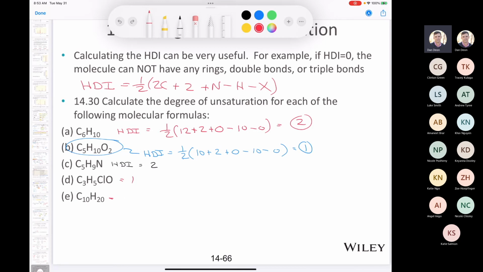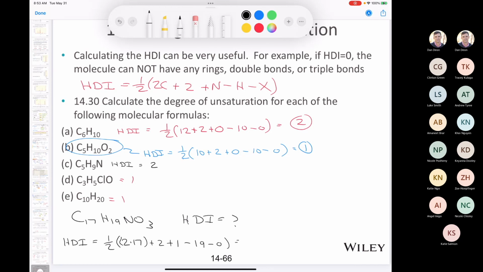Now, you can even do this for a gigantic molecule. I mean, something that's really huge. Let's say you had C17H19NO3. What would the HDI of this be? Looks complicated, but it's not. We do the same thing. We say that our HDI is equal to 1/2 times 2 times the number of carbons, so that's 2 times 17, plus 2, plus the number of nitrogens, which is 1, subtract the number of hydrogens, which is 19, subtract the number of halogens, which is 0. So we take 2 times 17, which gives us 34, plus 3, that gives us 37, subtract 19, that gives us 18, and then we multiply that by 1/2, and we end up with an HDI of 9, just like that.